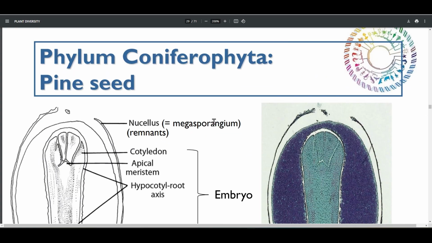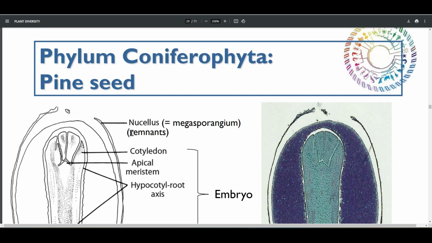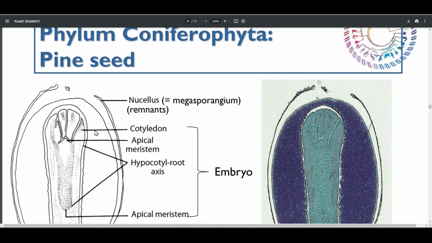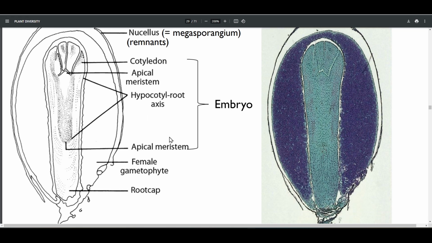Okay, so the diagram for the pine seed, you have the nucellus, which is the megasporangium remnants. Dicotyledon, this part is all the embryo. The dicotyledon, apical meristem, hypocotyl root axis. I don't think Cleve went into detail for this, and all of those.